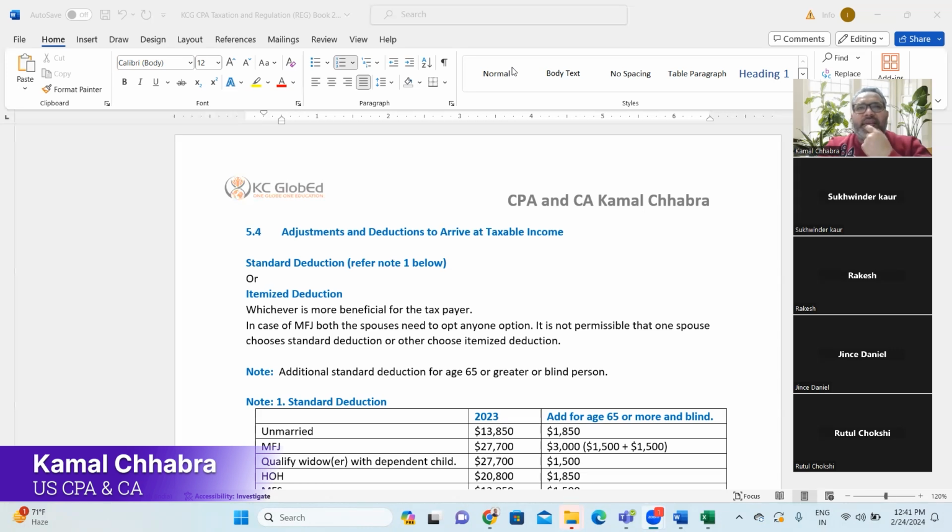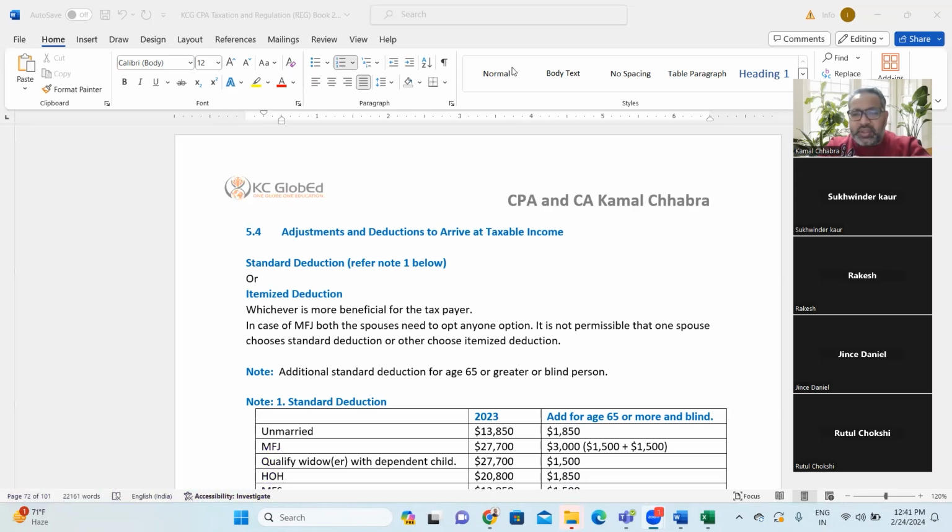And then there is an additional, or you can say top-up, standard deduction for people who are senior citizens, more than 65 years of age, or maybe disabled or blind people, right? That also we'll be discussing in standard deduction. And then in itemized deductions, there are 6-7 categories, the same way we have Section 80C, D, E, and so on in India. Same way, there are 6-7 topics we'll be studying in itemized deductions.